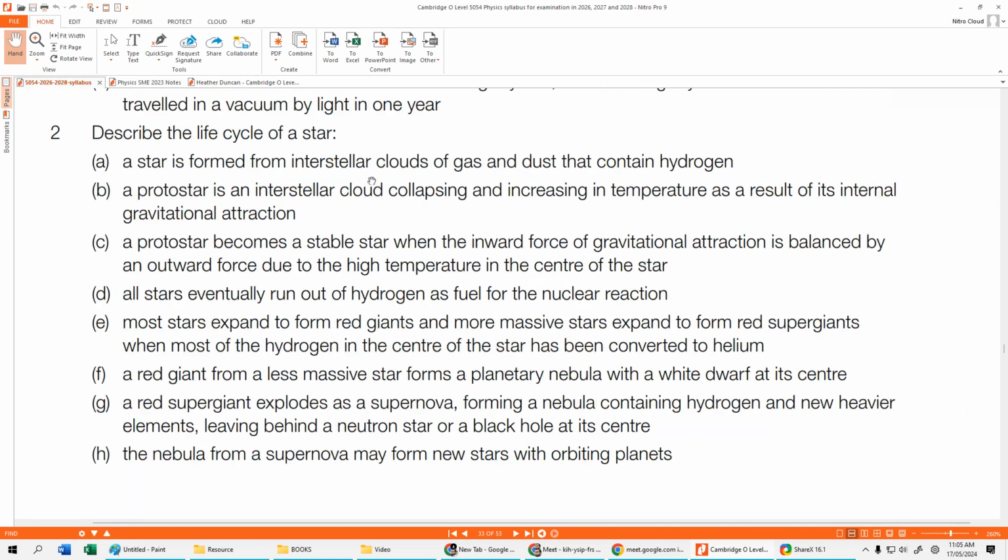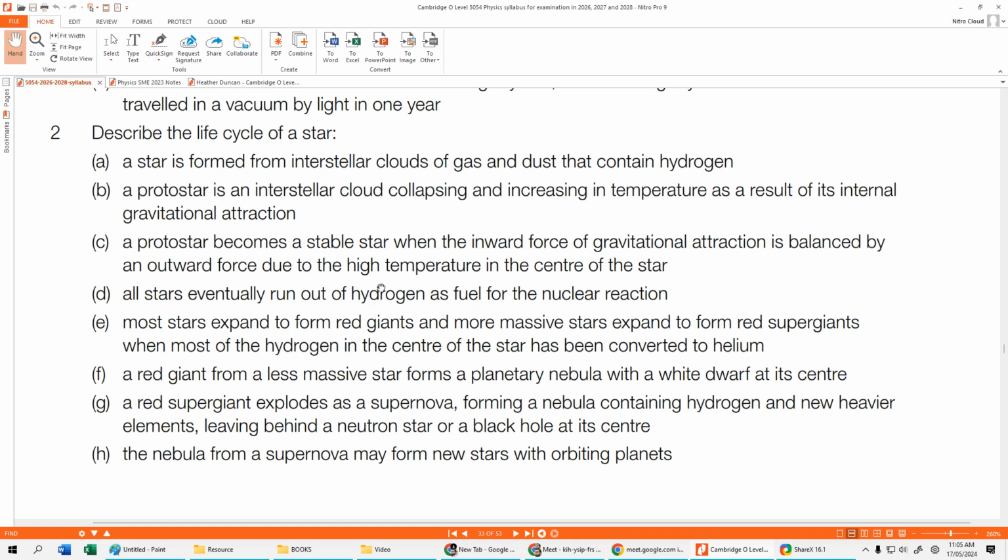সো এই প্রসেসটাতে আমাদের একটা স্টার প্রডিউস হচ্ছে। এই জিনিসটা আমাদের এইখানে সাবজেক্ট ম্যাটেরিয়ালে লেখা আছে, আমরা এই পয়েন্টগুলো একটু খেয়াল করি। A star is formed from interstellar clouds of gas and dust that contain hydrogen. A protostar is an interstellar cloud collapsing and increasing in temperature as a result of its internal gravitational attraction. এই বুলেট দুটো কি বোঝা যাচ্ছে বাচ্চারা? ঠিক আছে। Then number C, a protostar becomes a stable star when the inward force of gravitational attraction is balanced by an outward force due to the high temperature in the center of the star.